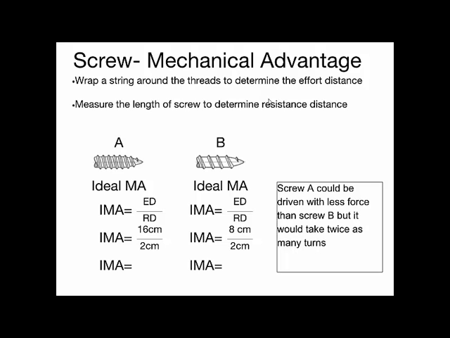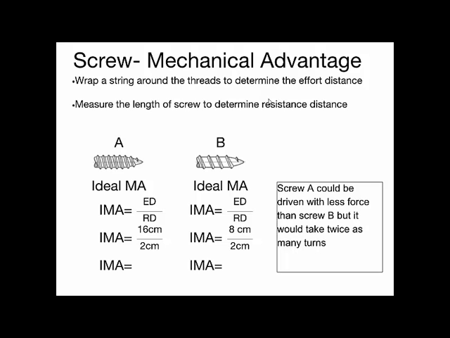Okay. How can I measure the length of a thread? With a tape measure. A ruler's not going to work very well. If I take a string and wrap it around each thread and then unravel it, I'm going to have the actual length of the threads. And that's what you'll do tomorrow. So let's say we do it with screw A. We find the length of all those threads is 16 centimeters.